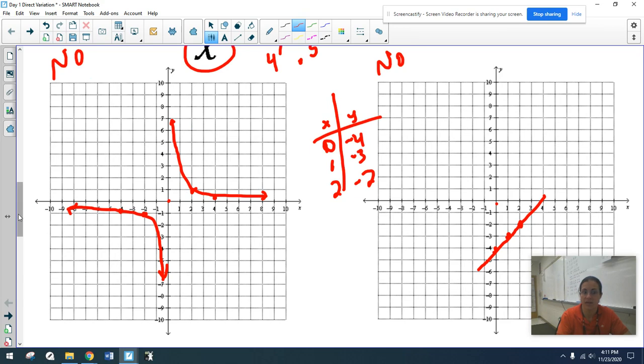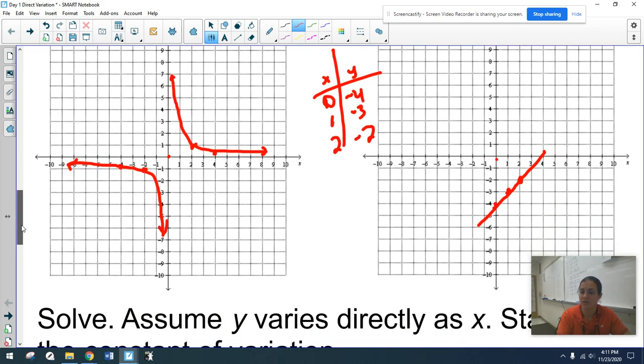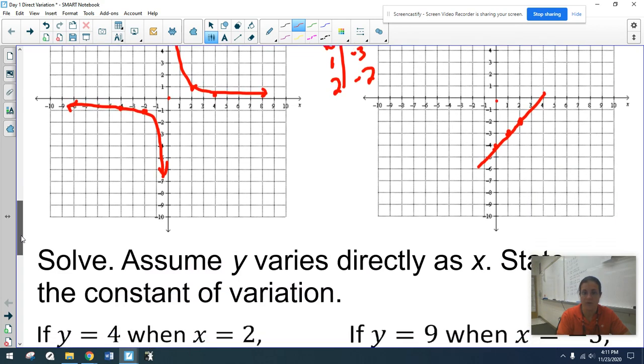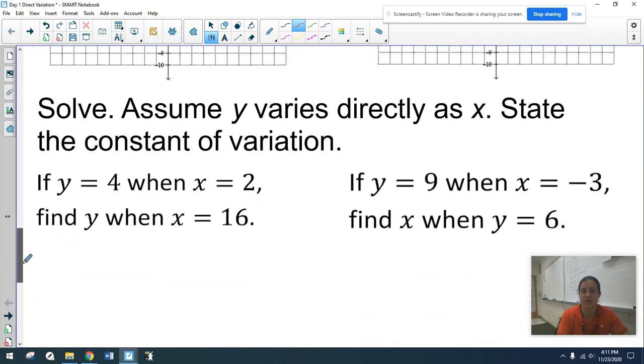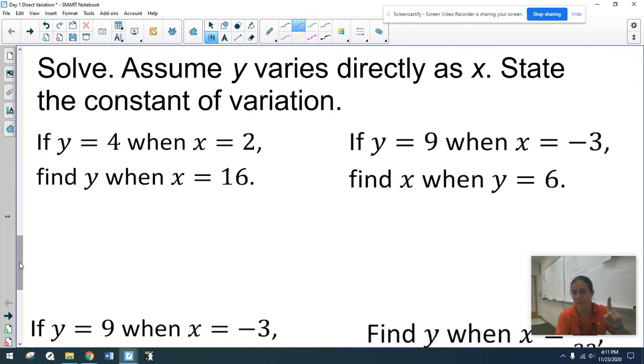So you can always check it in Desmos in the graph to see if it works or not. Graph it, see if it goes through 0, 0. It should just be a straight line through 0, 0 for it to be a yes. Okay, that's the first part.